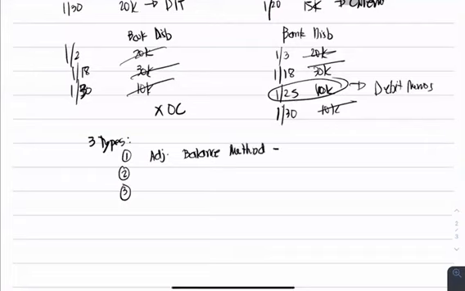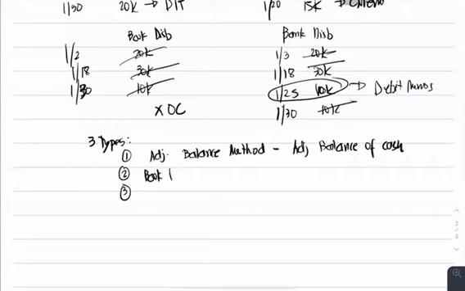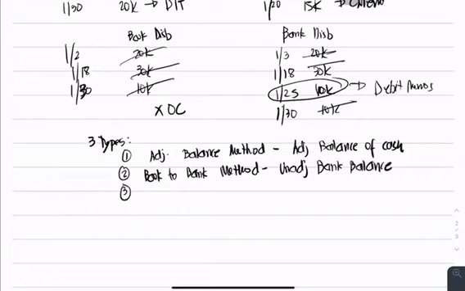So, in your adjusted balance method, we need to get the adjusted balance of cash. Next, we have your book-to-bank method. So, in book-to-bank method, we need to get the unadjusted bank balance. Okay, so sir, why do we need to get the unadjusted bank balance in the book-to-bank method? So from your book balance or book unadjusted balance, we need to get the unadjusted bank balance.